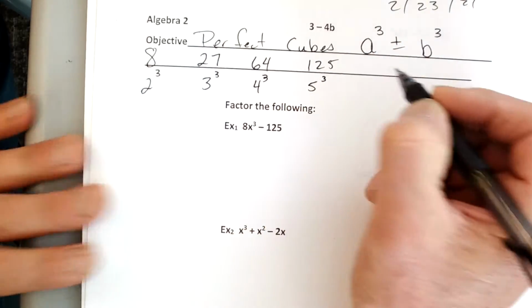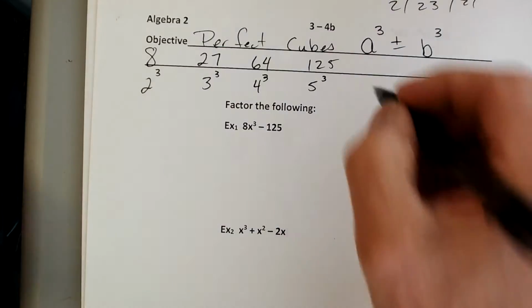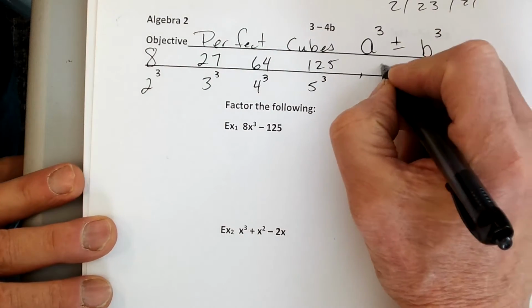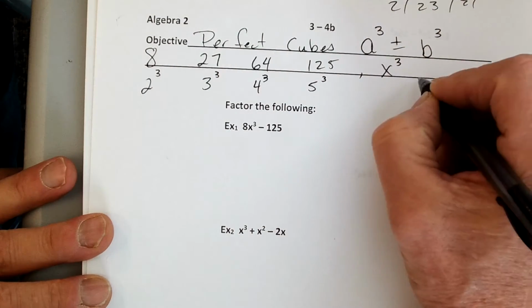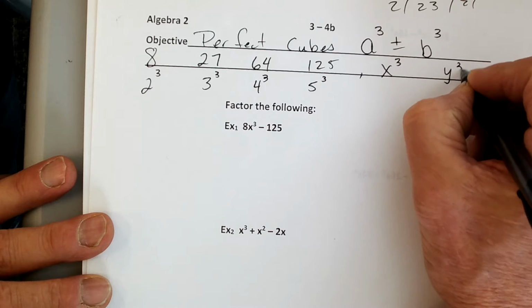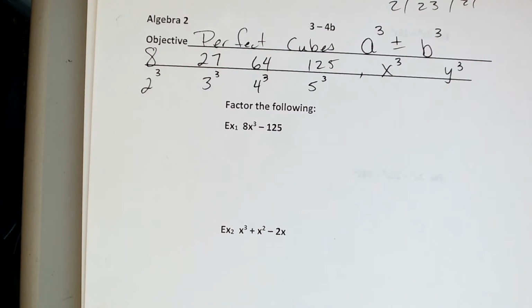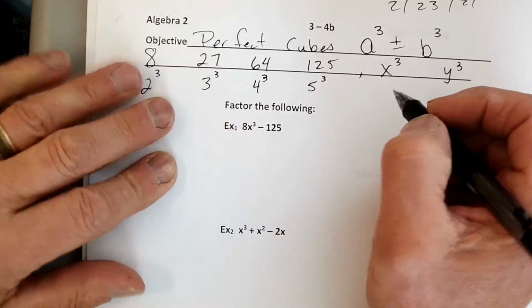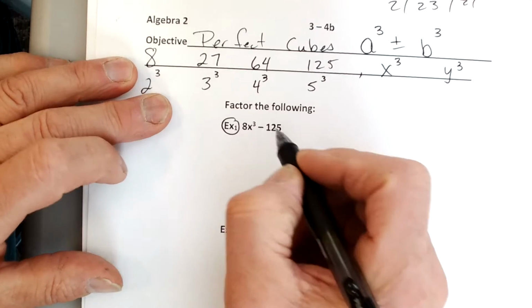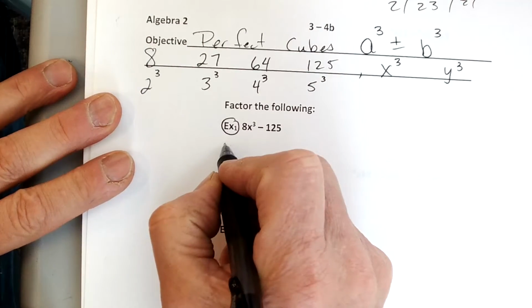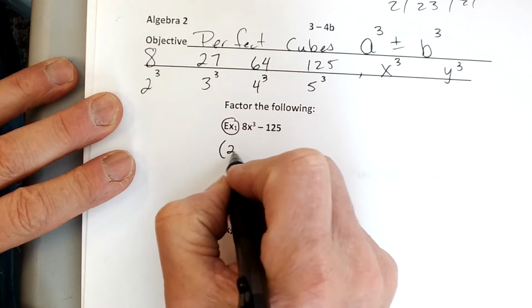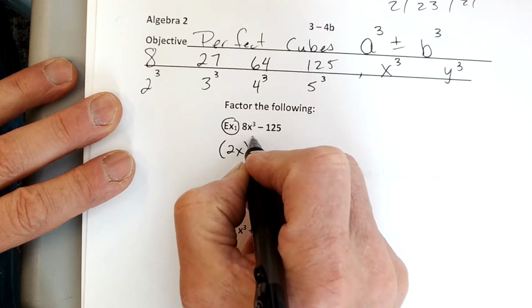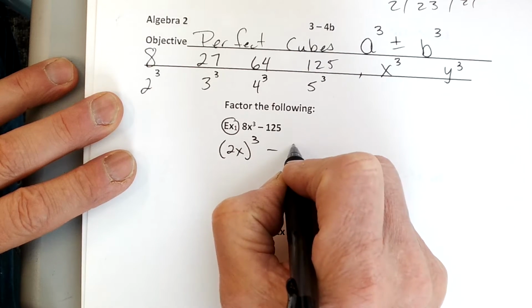Okay. Good. And then at the same time, we'll put things like x cubed is a perfect cube. y cubed is a perfect cube. Those are all perfect cubes, right? Does that make sense? So, here's what we need. We need 2 formulas for factoring perfect cubes. Before we factor this, I'm going to rewrite example 1 as a perfect cube. So I'm going to rewrite this as 2x cubed minus 5 cubed.